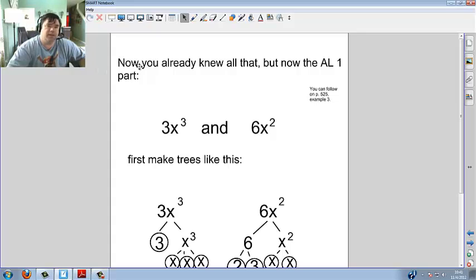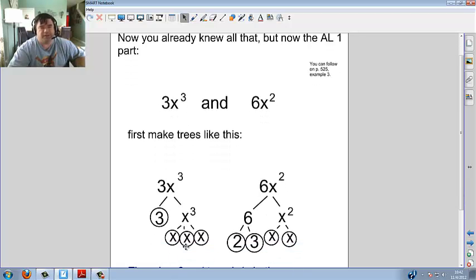And back. Now you already knew all that, but now here's the Algebra 1 part. Take 3x cubed and 6x squared. We're going to break it down the same way, but this time 3x cubed, put 3 over here, x cubed over here, and they break down to 3 single x's.